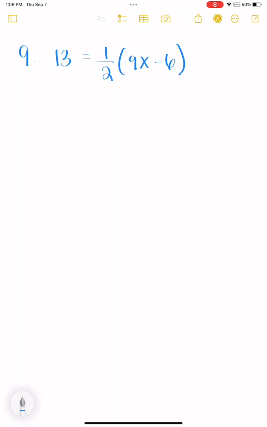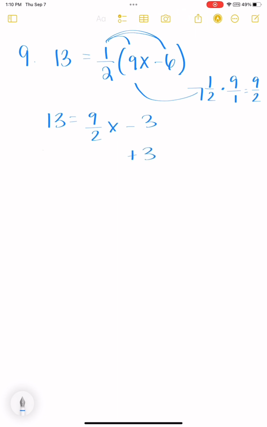Next, same thing. We want to get rid of these parentheses. So we are going to distribute that 1/2 to both 9x and negative 6. Remember that any whole number is the same thing as that whole number over 1. I'm going to multiply straight across. So that's going to turn into 13 equals 9 over 2x. And then 1/2 times negative 6 is going to be minus 3.